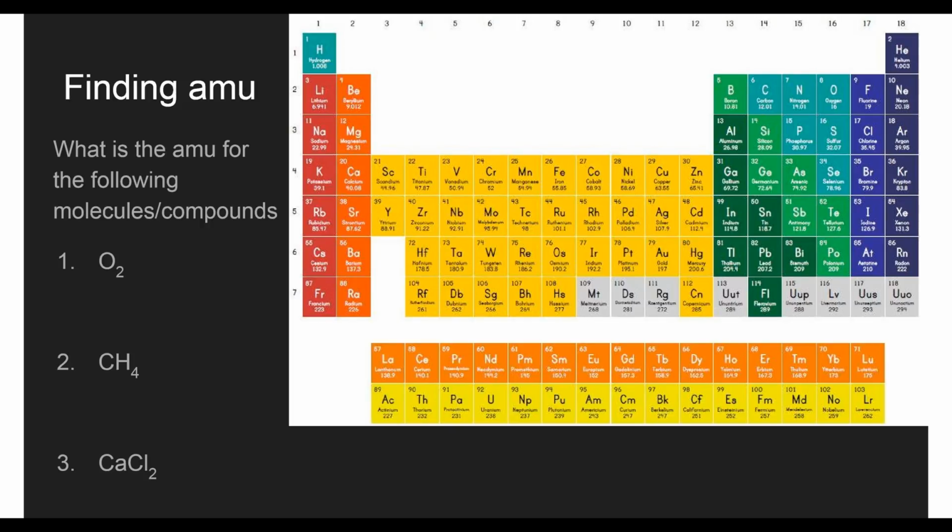When we're finding AMU, you can leave all these decimals if you want, or you can round to the nearest whole. The only time you're not going to want to round is if you have something like chlorine, which is pretty much in the middle, so those decimal points can be important. But if it's really close, like nitrogen or hydrogen, we don't need to worry about it too much for our purposes. If we need to be more specific, I'll specify that in the question or whatever problem we're working on.